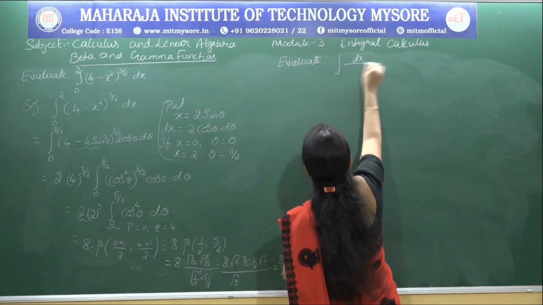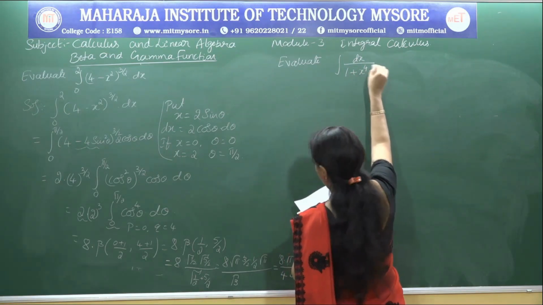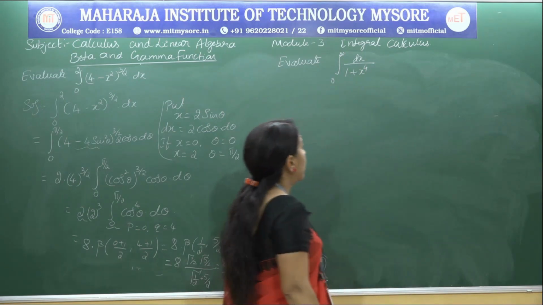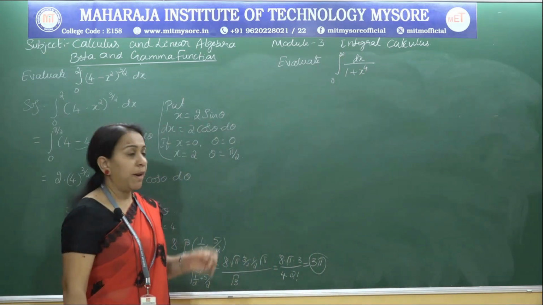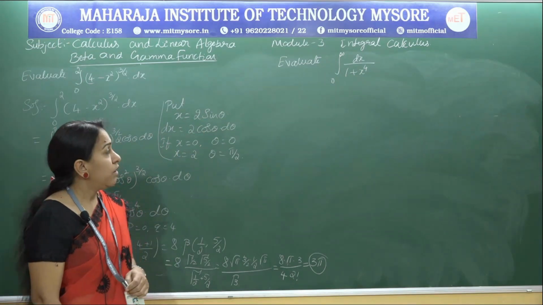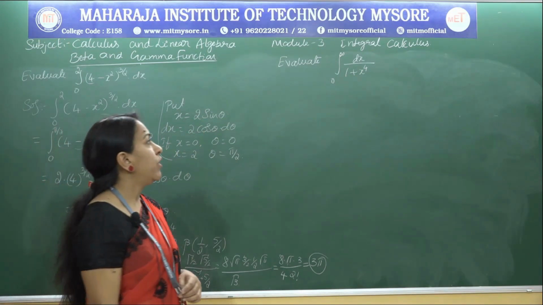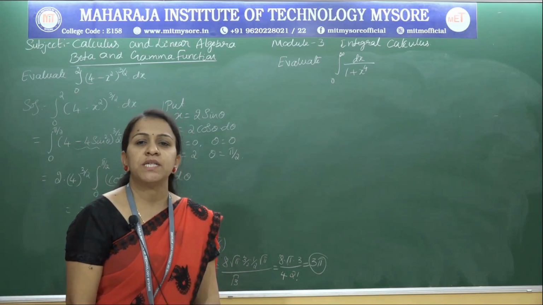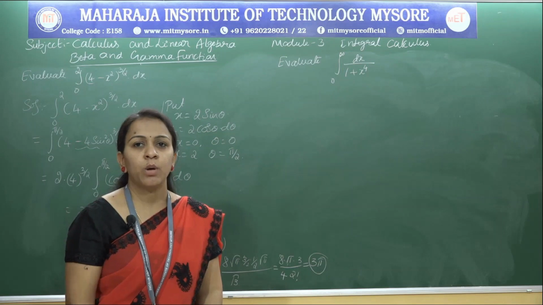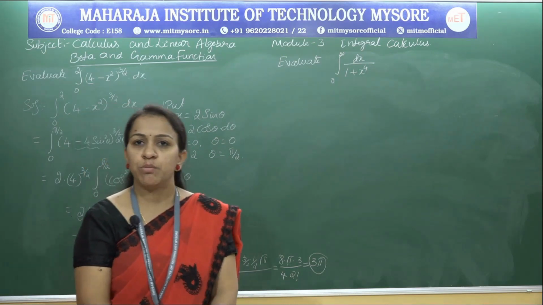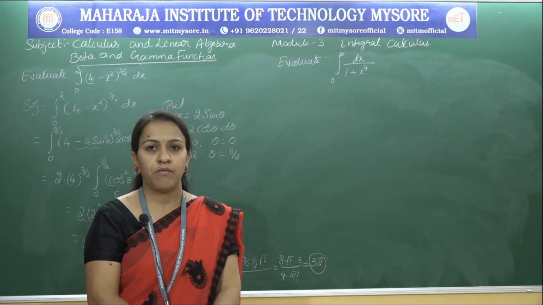the integral of dx by 1 plus x to the power of 4 between the limits 0 to infinity. So let me explain the difference between these two problems. So again here we have the integral 0 to infinity dx by 1 plus x power 4. So first we should express that in terms of beta. Okay, whenever we have it in terms of x, definitely that will reduce to the beta function, which is a trigonometric form.